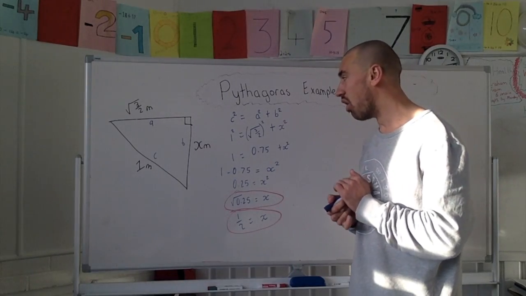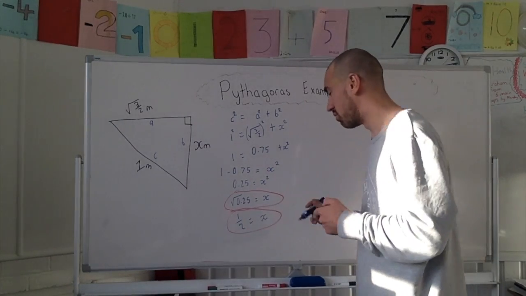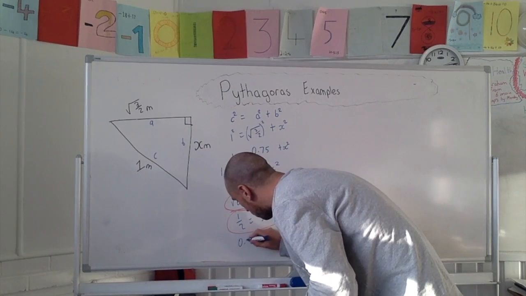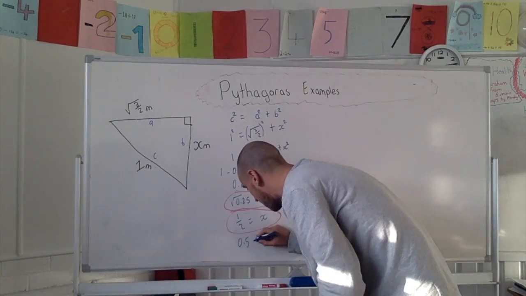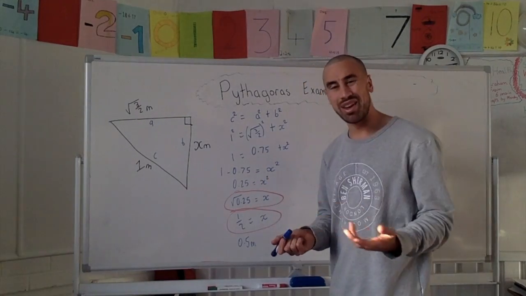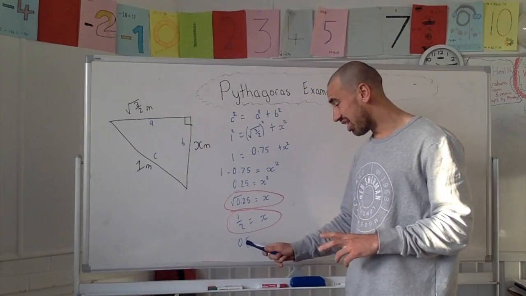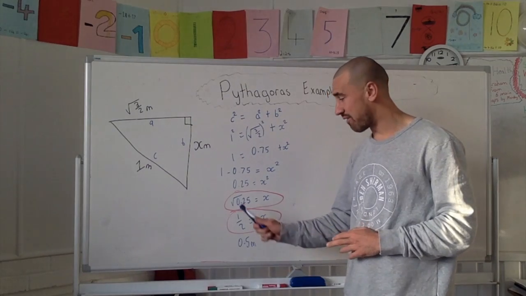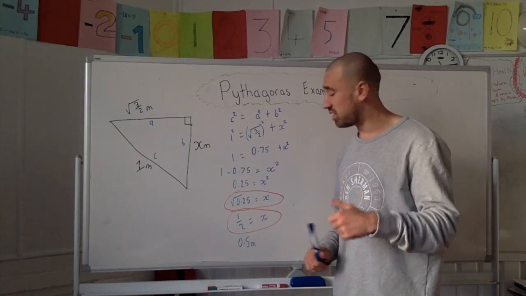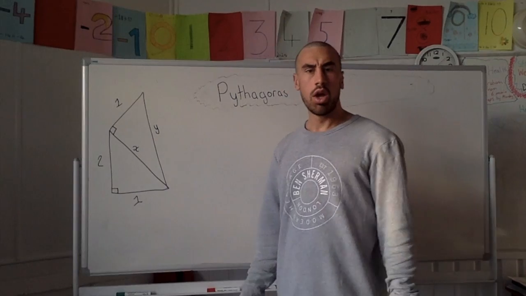Personally, I prefer it written as, what units are in meters? 0.5 meters, as it is a bit easier to understand. I find that easier to interpret than having it as a square root. Awesome, there's your second example.